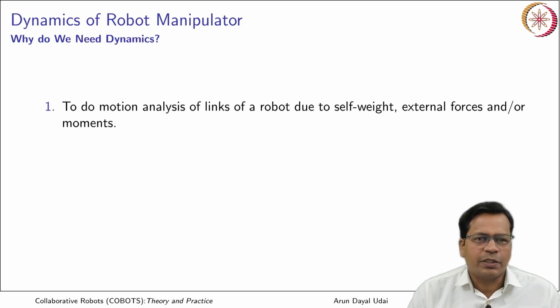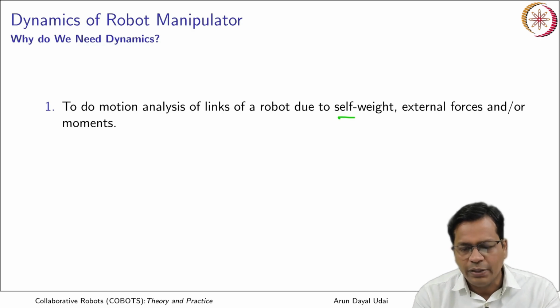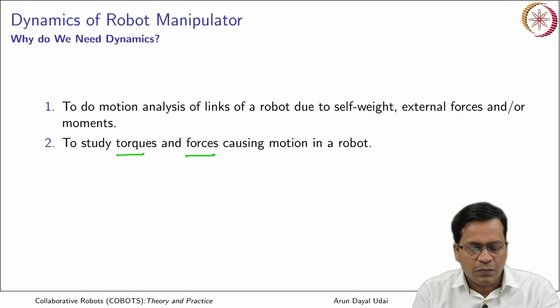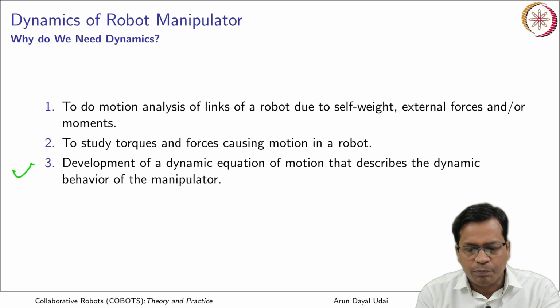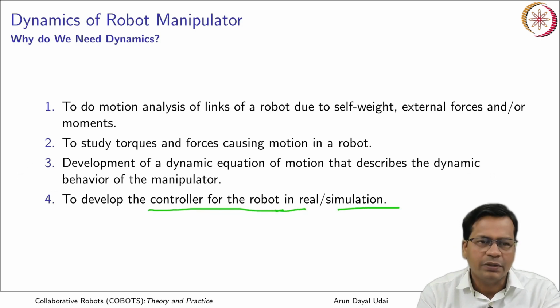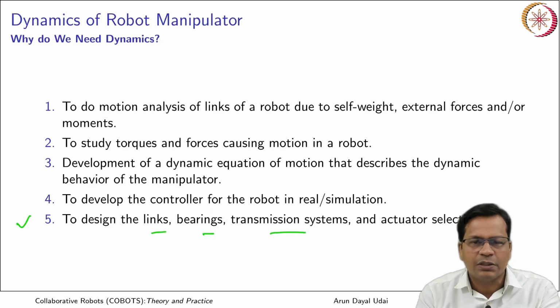Why do we need dynamics? That is to do analysis of the links of a robot due to its own weight, due to external forces or moments. This is also to study the torques and forces that cause motion in the robot. You can develop equations of motion that describe the dynamic behavior of the robot, which can later be used for developing a controller for the robot, in real life or in simulation. This is also used to design links, bearings, transmission systems and for actuator selection.